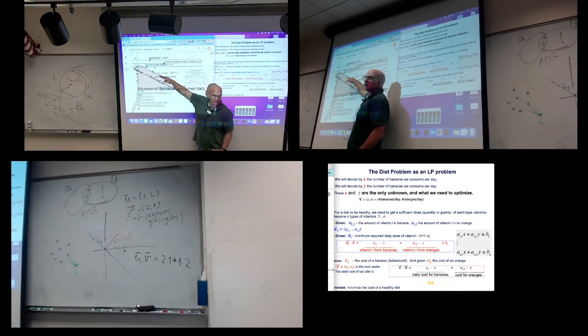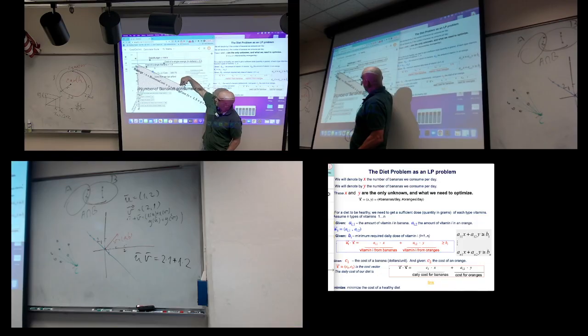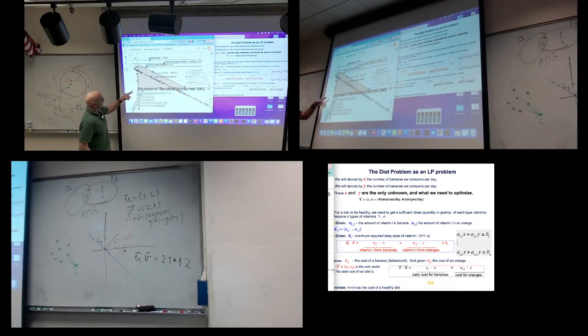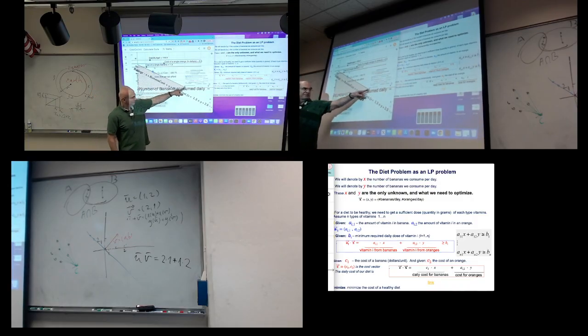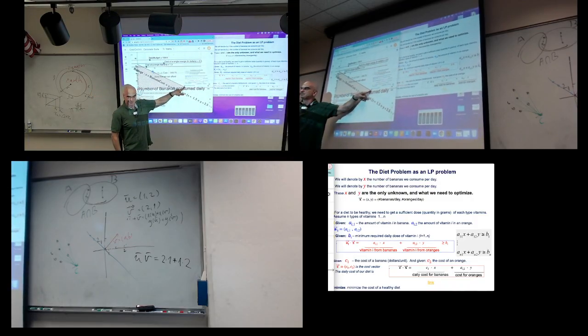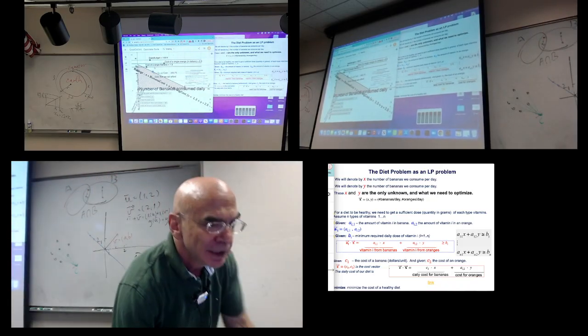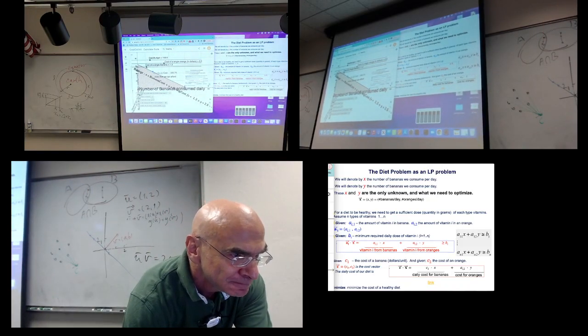What will happen to this line, just to see that you are alive, if I increase the cost of bananas? Remember, the x coordinate is how many bananas per day. If I increase the cost of the bananas, it means that per day, a point here refers to a diet that consists only of bananas. If I increase the cost of a banana, I'll be able to afford fewer bananas per day.